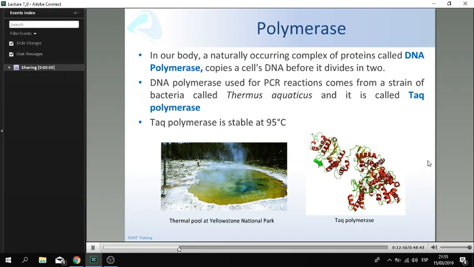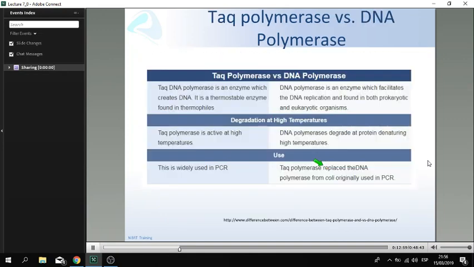So the reason why we don't use our DNA polymerase, although it was used at the beginning, so the polymerase that we got from E. coli was used in PCR, but the DNA polymerase that is found in prokaryotic and eukaryotic organisms degrades pretty easily. If you think about it, it works in our body at around 37 degrees, so it really degrades at high temperatures, and in order to copy DNA outside the body, we need high temperatures to denature the double helix and make our DNA single-stranded so we can copy it.